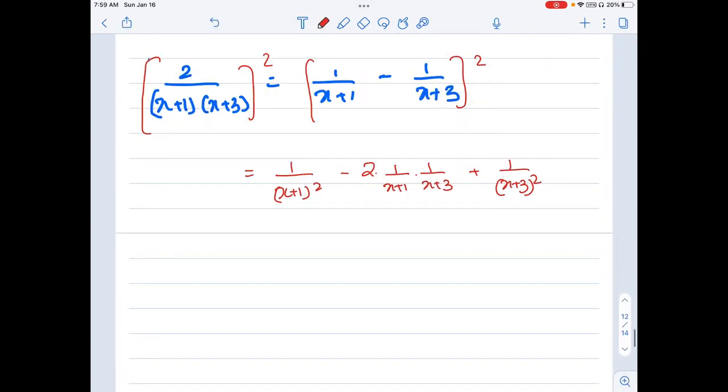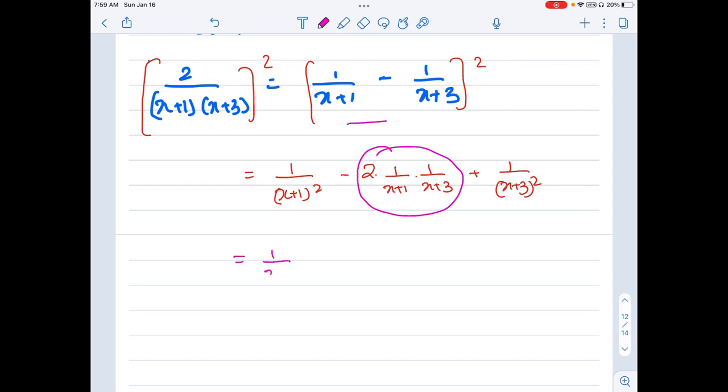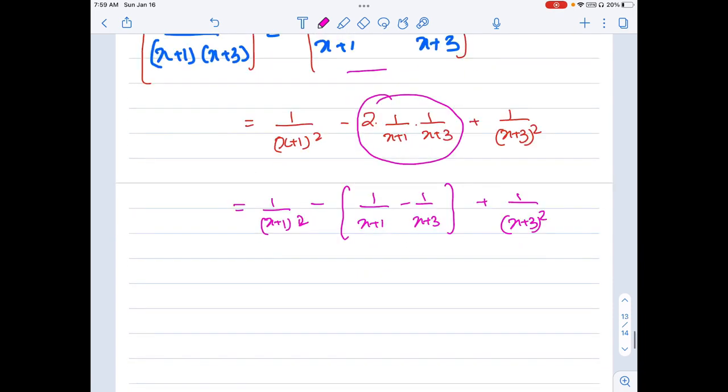So just now we could able to get that this is 2 upon x plus 1 times x plus 3 is equal to this entire thing. So I plug that one. So 1 upon x plus 1 whole square as it is minus, this can be written as 1 upon x plus 1 minus 1 upon x plus 3 plus 1 upon x plus 3 whole square. So simplify that. It becomes 1 upon x plus 1 whole square minus 1 upon x plus 1 plus 1 upon x plus 3 plus 1 upon x plus 3 whole square. So that's going to be the answer.